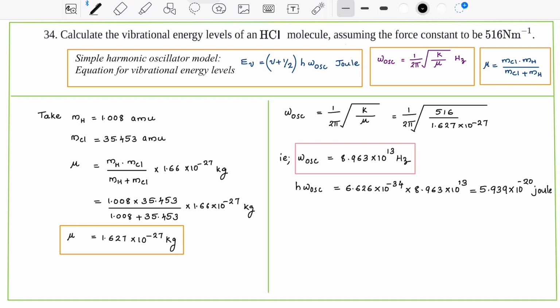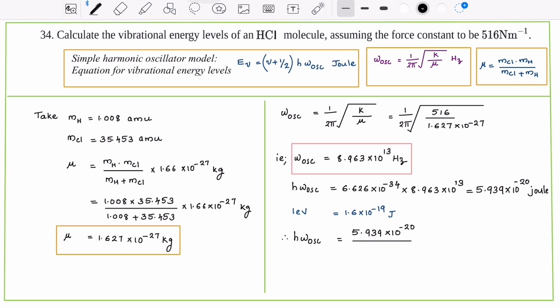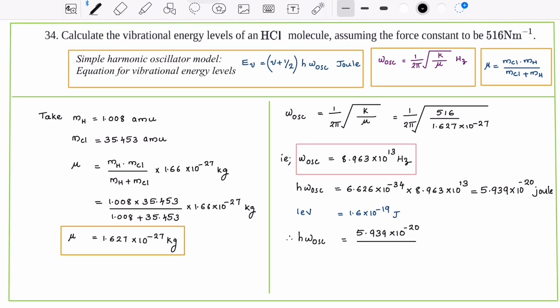Now let us convert joule to electron volt. We know that 1 electron volt is 1.6 × 10^-19 joule. Therefore, ħω oscillation is 5.939 × 10^-20 divided by 1.6 × 10^-19. Now the answer will be in electron volt, and that is equal to 0.371 electron volt.